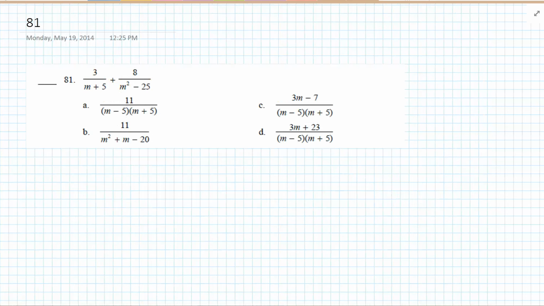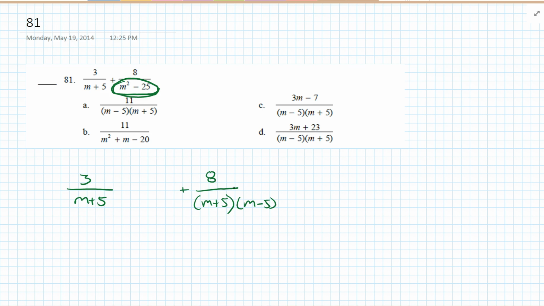81. 3/(m + 5) + 8/(m² - 25). Well, to add or subtract fractions, denominators have to be the same. And this denominator right here, the m squared minus 25, is a difference of squares. So we could rewrite this as 3/(m + 5) + 8/((m + 5)(m - 5)). So what could I do to the first term to get it to look just like the second term? I can multiply the top and bottom by m minus 5.